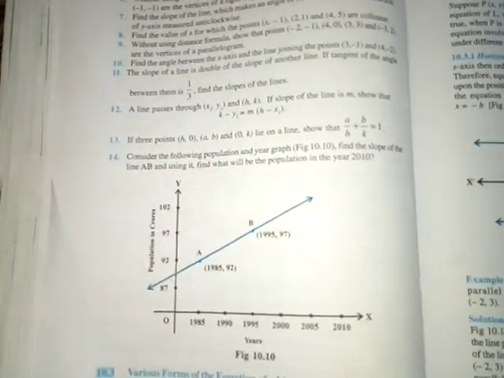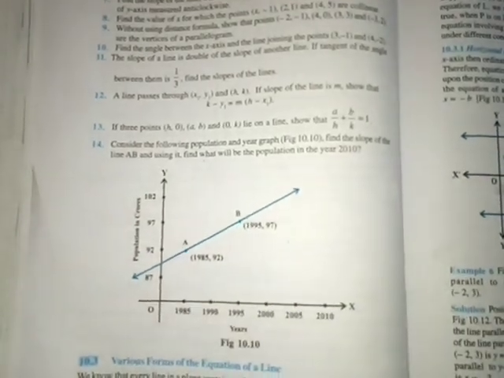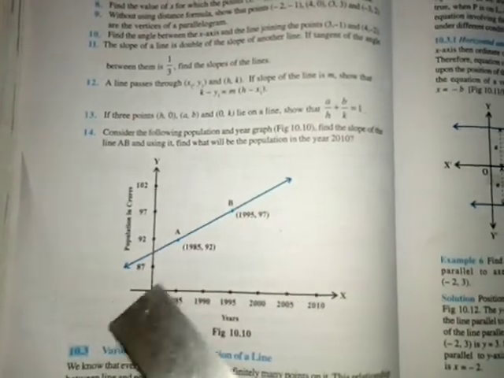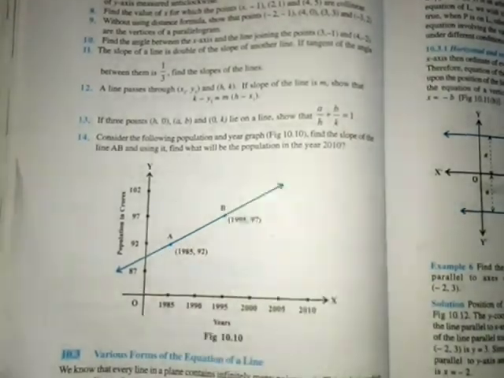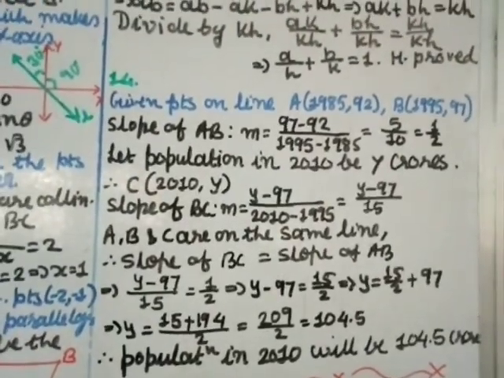Question number 14. Consider the following population and year graph. This is the figure, and find the slope of the line AB, and using it find what will be the population in the year 2010. Okay, so this is the diagram, this is the line, this is AB. They have asked you to find the slope of this AB, and then in the year 2010 you have to find the population. Okay, so that is what they have asked us to calculate here.